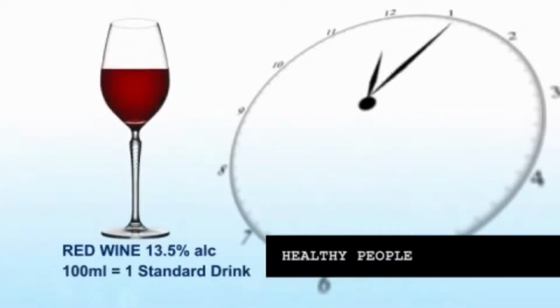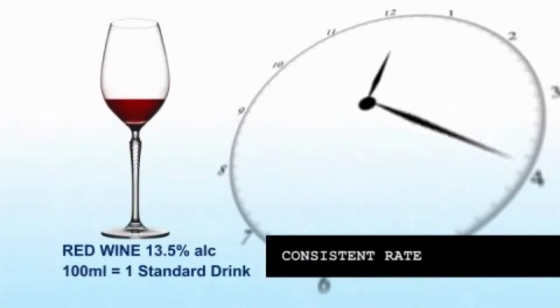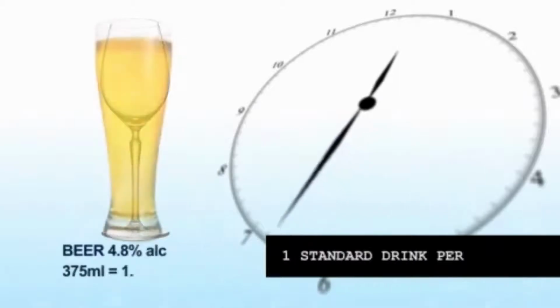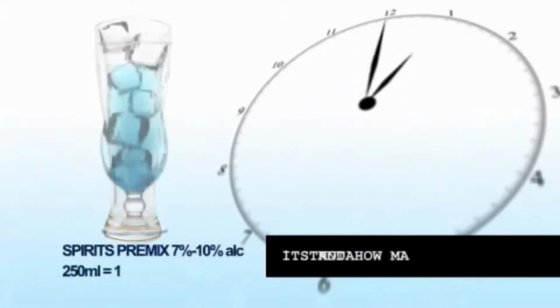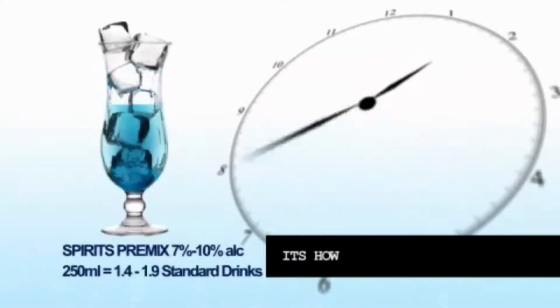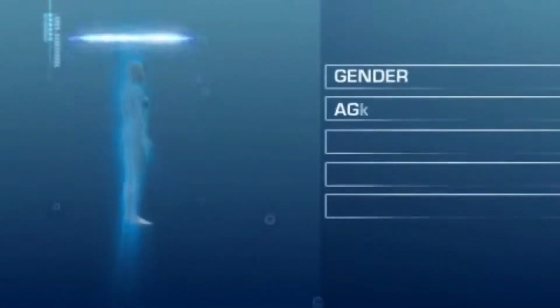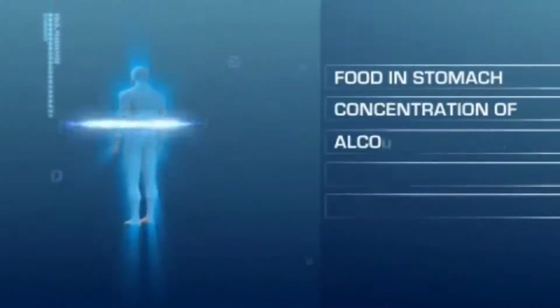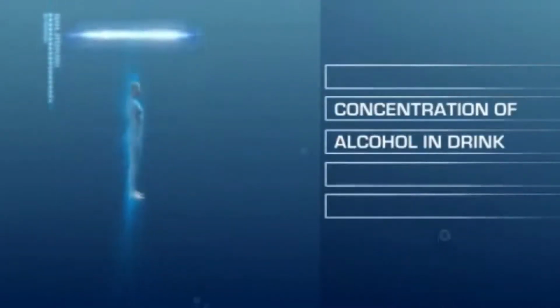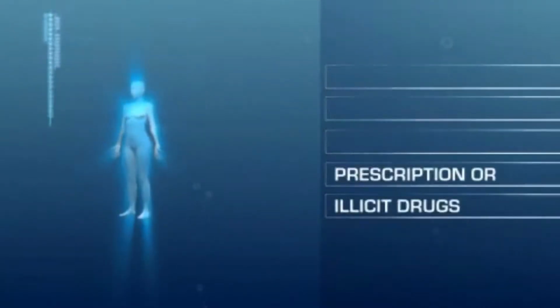Did you know? Healthy people metabolize alcohol at a fairly consistent rate. As a rule of thumb, a person will eliminate 1 standard drink or 10 mils of alcohol per hour. And remember, it's not how many drinks you have, but how much alcohol you consume. Several factors influence this rate, including gender, age, height, weight, general health, the presence of food in the stomach, the concentration of alcohol in the drink, and prescription or illicit drugs taken by the person.